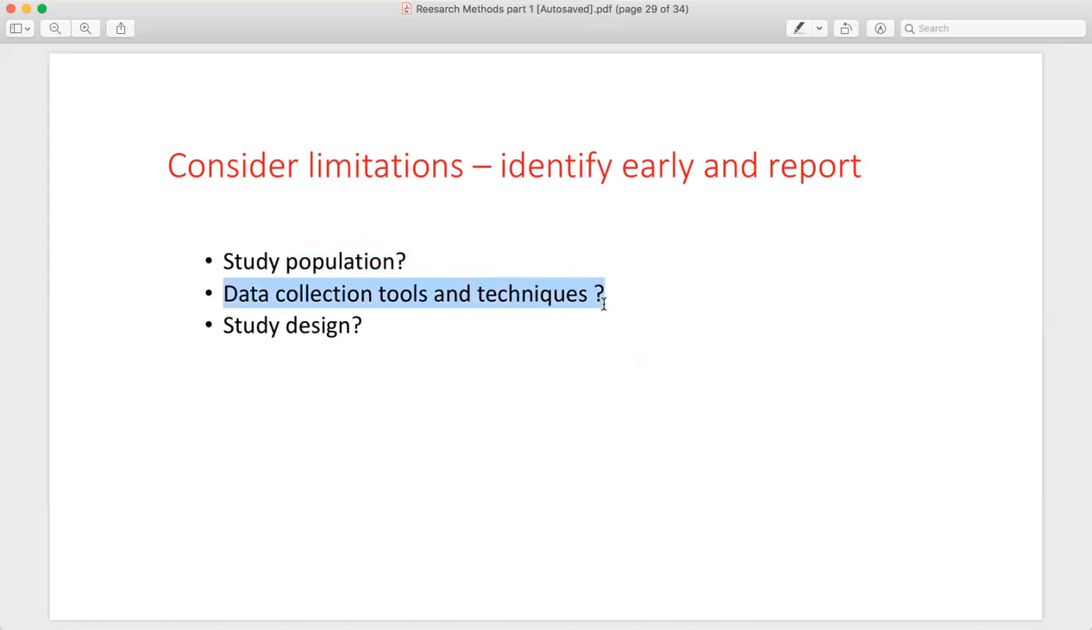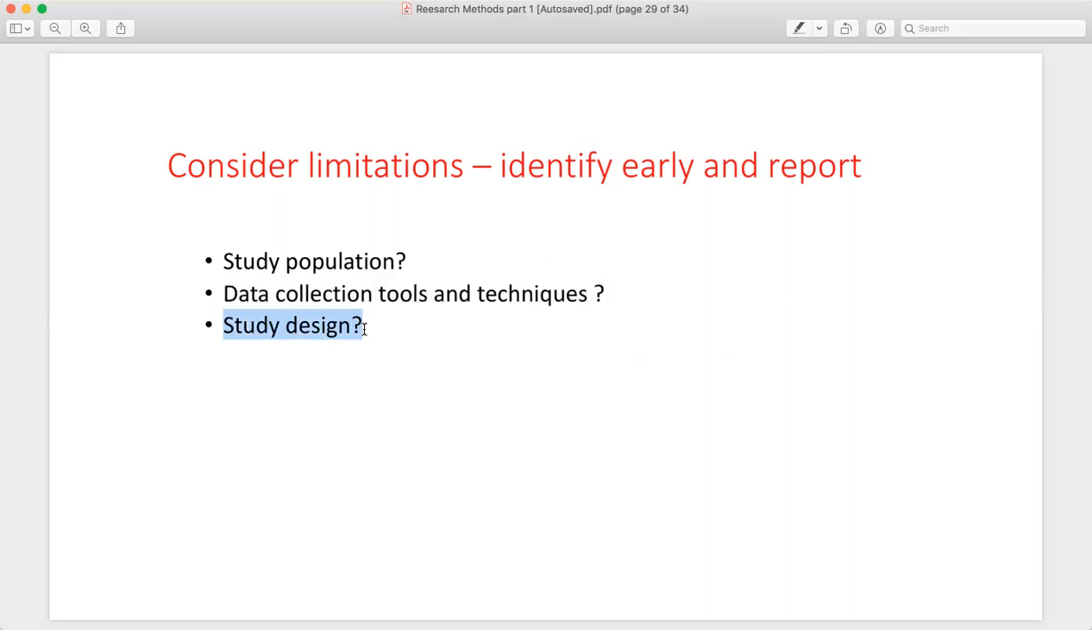In terms of data collection techniques and tools, you might want to say that we used an inferior tool because we didn't have the resources or time to use more refined tools, so there might be some measurement error in our data collection. Then also make sure to state what its implication would be in your study. You want to make sure that it does not have huge implications for the conclusion or interpretation of results. And then if there are any limitations regarding the design.